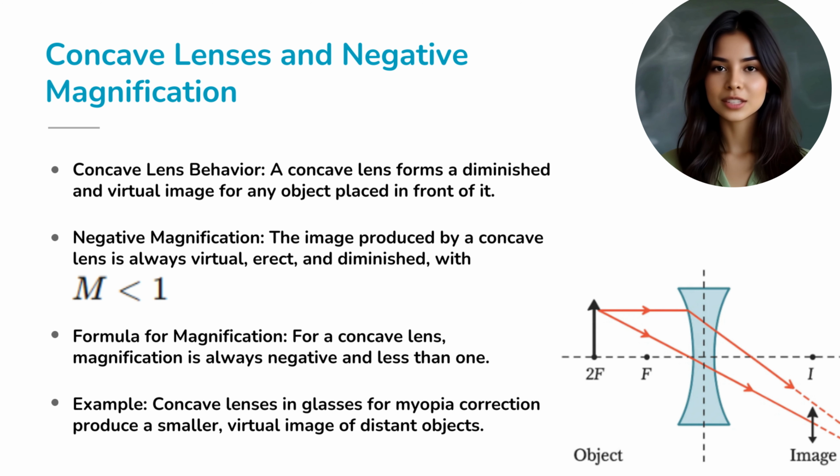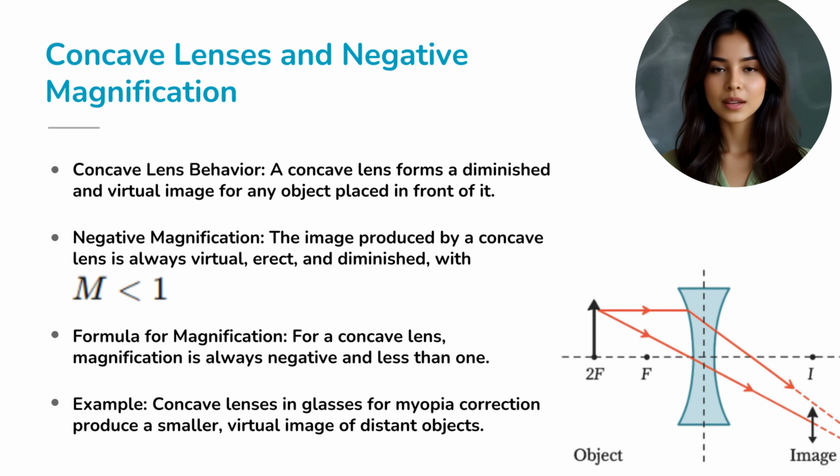Unlike convex lenses, concave lenses can never give you a real image on a screen. As you can see in the ray diagram, when parallel rays pass through a concave lens, they spread out or diverge. If you trace these rays backward, they appear to meet at a virtual point behind the lens. That's where the smaller, virtual image is formed.